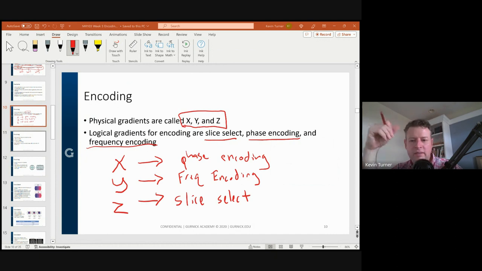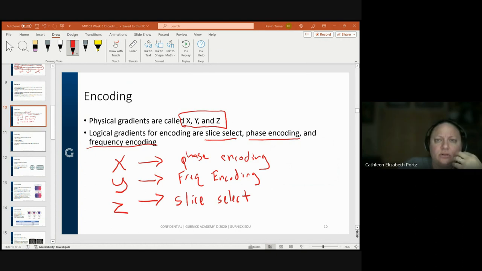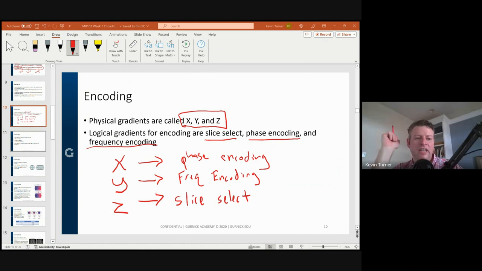Yes, Kathleen, what's your question? Is this what gives us sagittal, coronal, and axial? Yes. Which one of the physical gradients we assign it to? Yes, that is exactly that. Which is like the next in like two slides. Because that's what we're going to do.